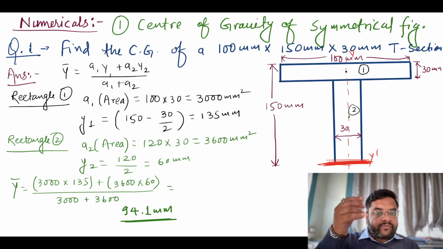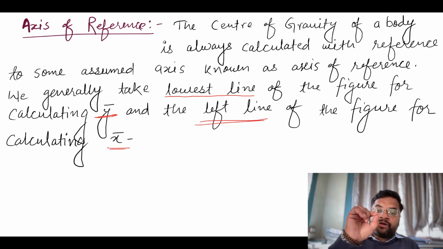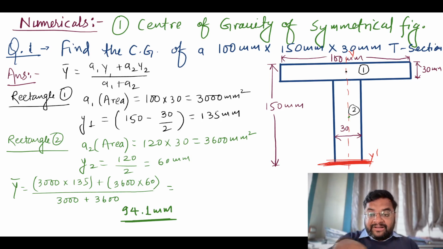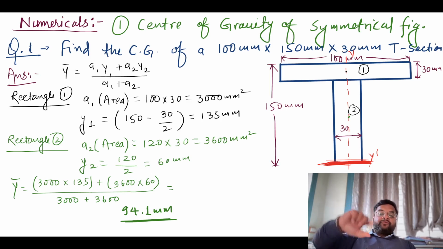But we are going to discuss y, and in the axis of reference we have already seen that y is calculated from the lowest line of the figure. So here that red, underlined line, the lowest line of the figure, is the reference point. So we have to find all the lengths from here.